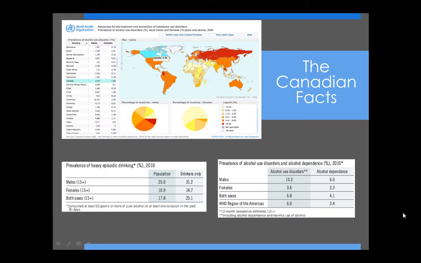Going back to 2004, it was reported by the World Health Organization, or WHO, that Canadian males had a 5.43% prevalence of developing an alcohol use disorder, while Canadian females sat at a 1.92% prevalence rate. More recently, WHO published the numbers indicating alcohol dependence prevalence for 2010, and it was recorded that men had a 10.2% chance and women had a 3.6% chance of developing a dependency. Also from 2010, WHO published statistics reporting 31.2% of men and 14.7% of women in Canada will experience heavy episodic drinking, which entails consuming 60 grams or more of pure alcohol in one sitting within a 30-day period.